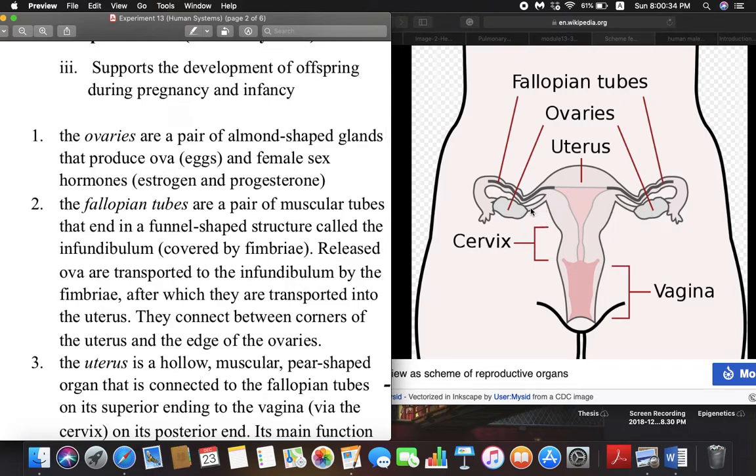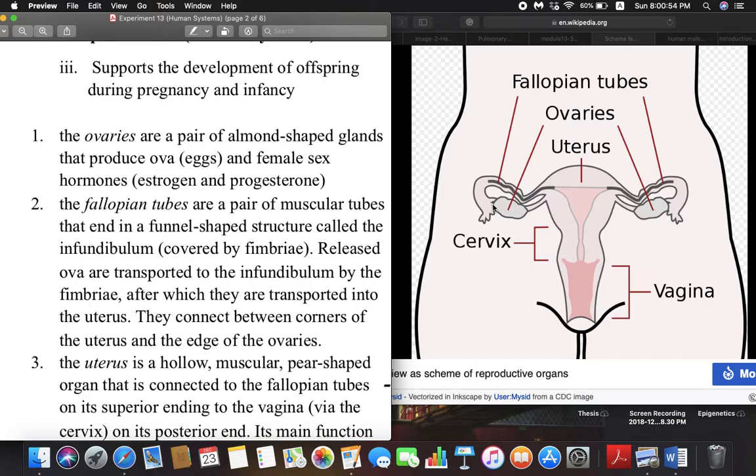So first of all, we're going to discuss the ovaries. As you can see here, females have a pair of ovaries, meaning two ovaries. And the ovaries are a pair of almond-shaped glands that produce the ova, which are the eggs, and the female sex hormones, which are estrogen and progesterone. So the ovaries are important because they produce the ova and estrogen and progesterone.